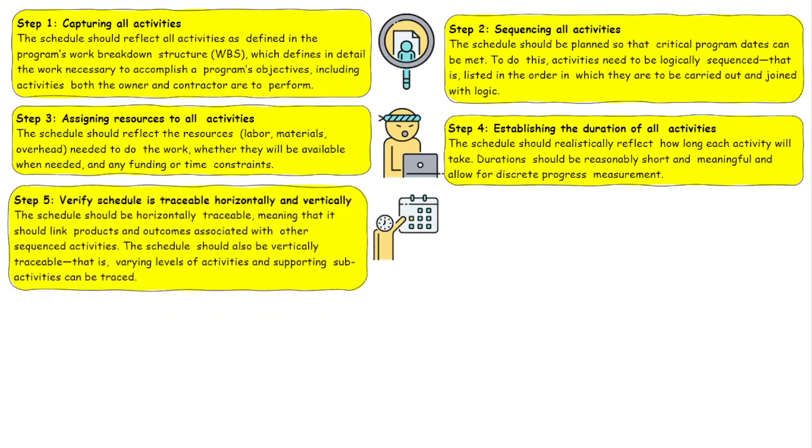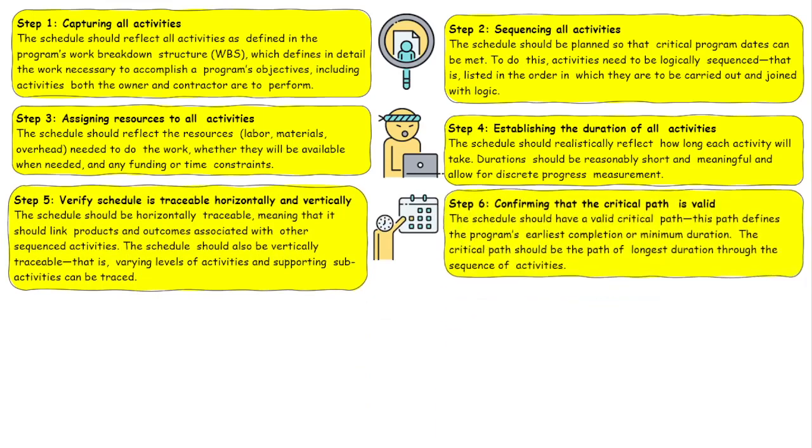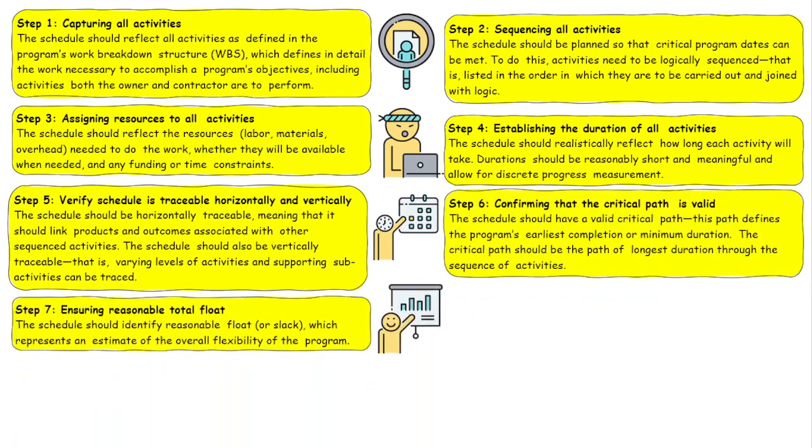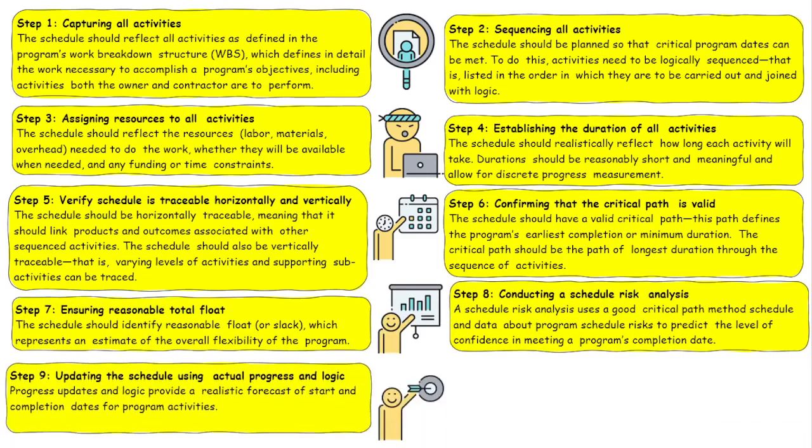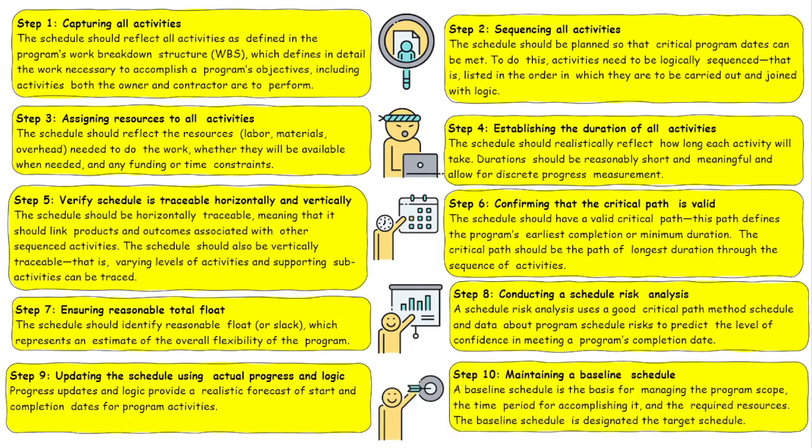Number 5, verify the schedule is traceable horizontally and vertically. Number 6, confirm that the critical path is valid. Number 7, ensure reasonable total float. Number 8, conducting a schedule risk analysis. Number 9, updating the schedule using actual progress and logic. And number 10, maintaining a baseline schedule.